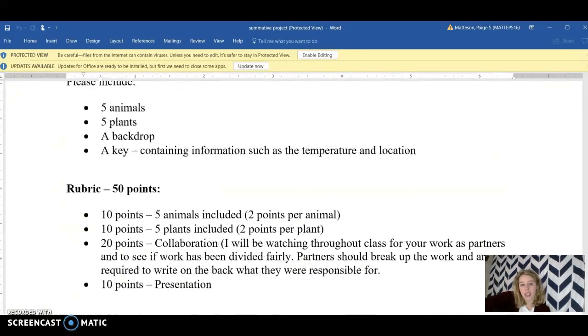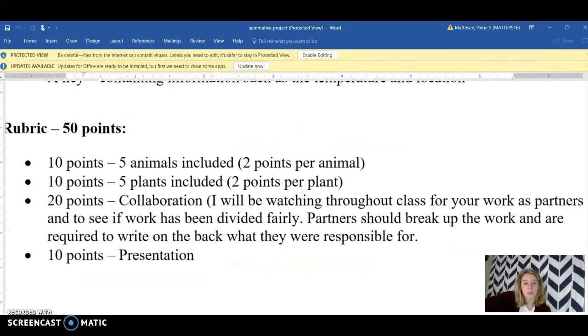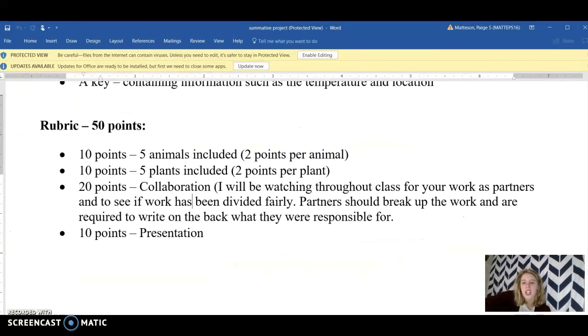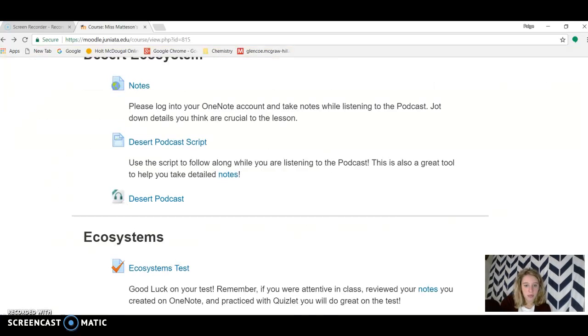So here's what I want them to include, and then here's the points awarded per section. It's a pretty easy to understand project. So I hope they enjoy it, because I really liked doing dioramas when I was in school. I think that is all I have planned for that.